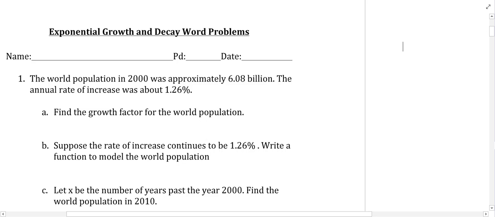Okay, so when doing these problems, we're going to encounter two situations, okay? If we encounter growth, we're going to use this form of the equation, y equals a(1 plus r) raised to the x. In this case, it might be time, whatever it is, that's our variable, our input.